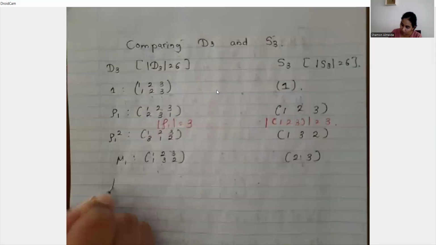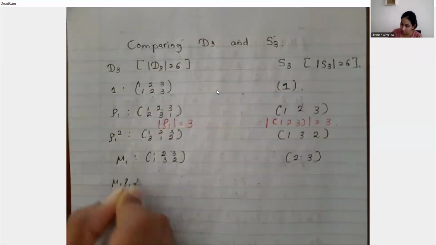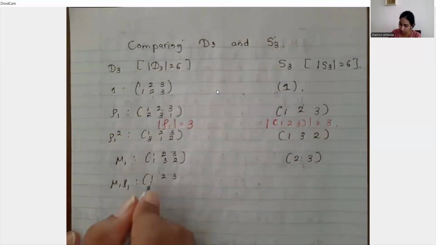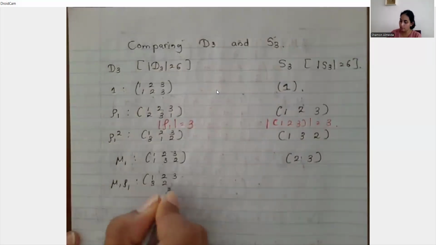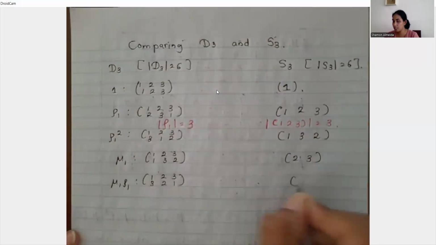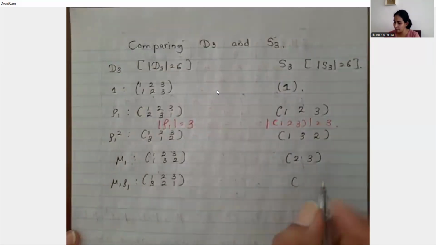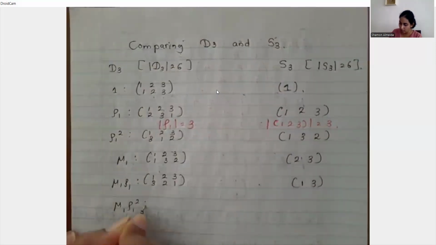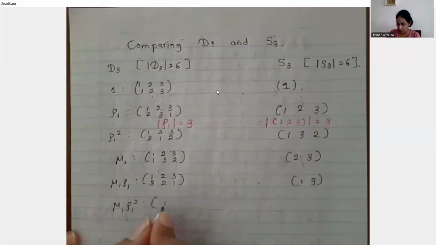Then we have mu1 rho 1 to be 3, 2, 1, where 2 is fixed. So this corresponds to the element in S3, (1 3). Then you go find mu1 rho 1 squared. In this case, 3 will be fixed.